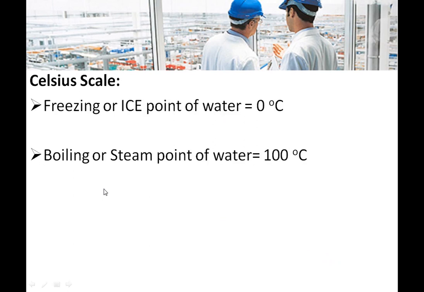If you see the Celsius scale, the freezing point of water is taken as 0 degrees centigrade. This is the reference for 0 degrees centigrade, and for 100 degrees centigrade the reference is the boiling point of water. At 100 degrees centigrade the water boils, and there are 100 divisions between the freezing point of water and the boiling point of the water.